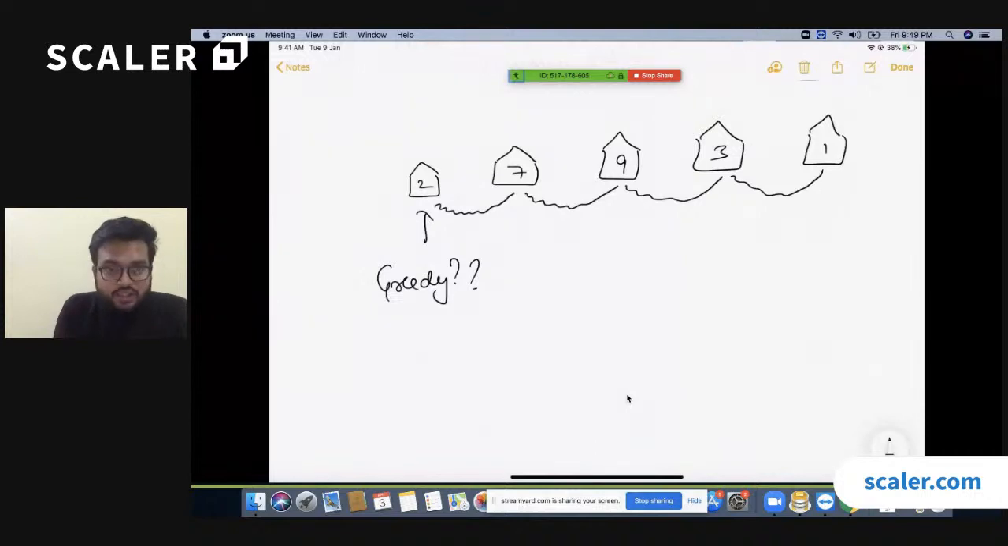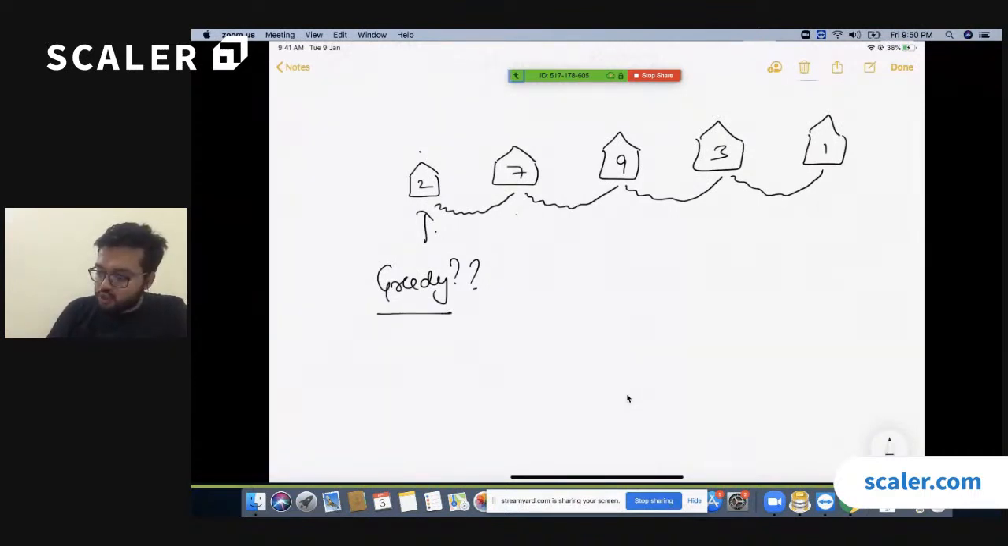Why do I say so? Because the moment I rob this house, I am changing the landscape of the problem. The moment I rob this house, I am enforcing a constraint on myself that I can no longer rob the adjacent house. Does that make sense? And without looking at what holds for me in the future, would I ever be fine with imposing these constraints? No. So that is why I would tell you that a greedy solution here would not work.